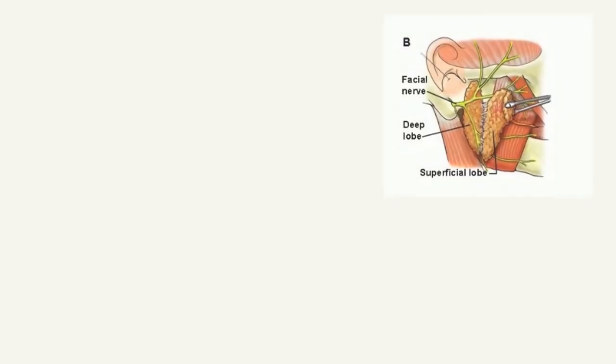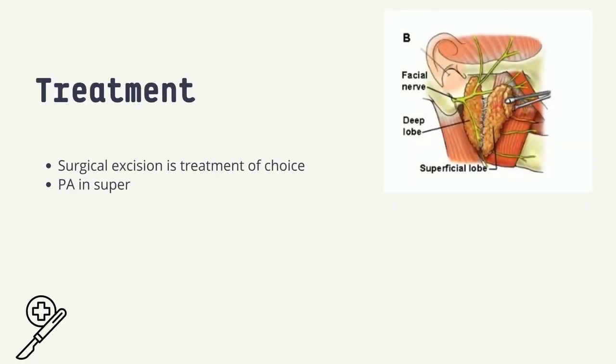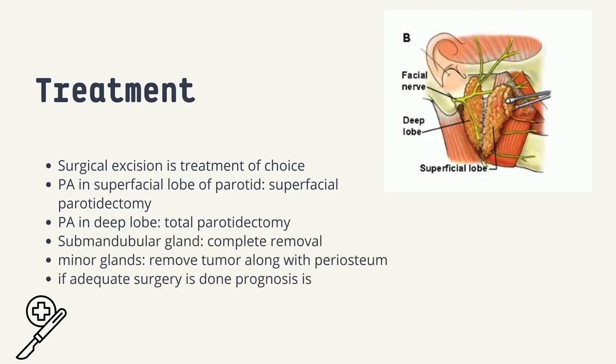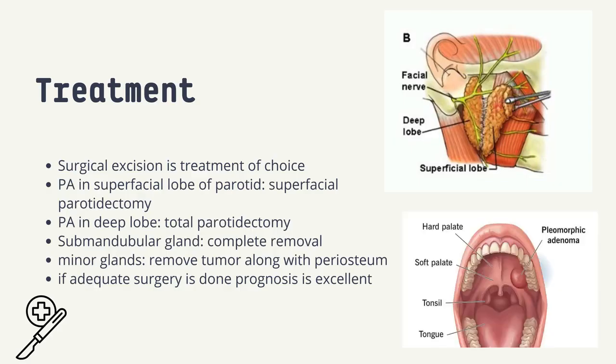The treatment of choice is surgical excision. When pleomorphic adenoma occurs in the superficial lobe of the parotid gland, superficial parotidectomy can be done. When the deep lobe of the parotid is involved, total parotidectomy with preservation of the facial nerve is the choice of treatment. Complete removal of the submandibular gland is mandated if it is involved. For pleomorphic adenoma occurring in the minor salivary glands on the palate, it is essential to remove the tumor along with the periosteum. With proper surgical removal, the prognosis is excellent.